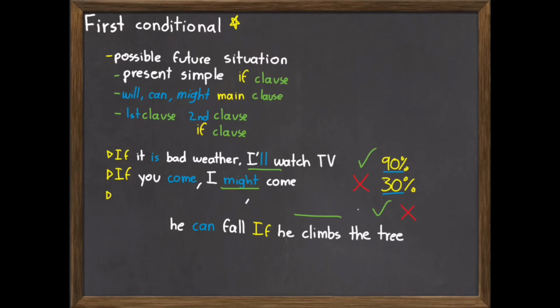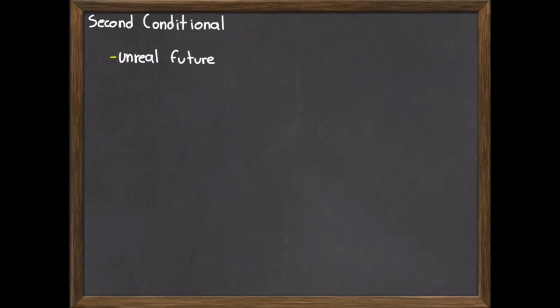Let's go on to the second conditional and see when we can use it and how to use it. We use the second conditional to talk about an unreal future situation. The action or the situation is unlikely or almost impossible to happen. Now, that's how we use it. There are also a few rules for this one. The first rule being that we use the past simple for the if clause. We do not use the present simple. And we also use would and could for the main clause.